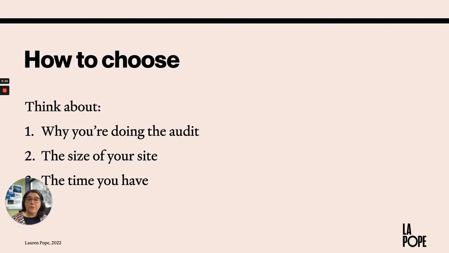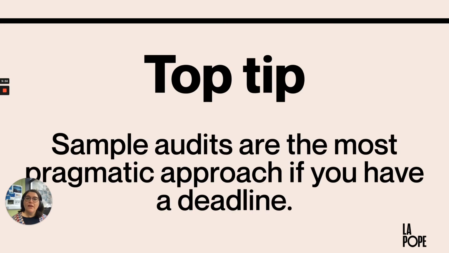If you're auditing because you want to support a campaign, then a focused audit is ideal. You just look at the relevant content. If you're short on time, have a big site and don't have a deadline, then I'd recommend doing a rolling audit. It's a really pragmatic way to start getting the benefits of auditing. Sample audits are probably the most pragmatic approach for scenarios with a deadline. A full audit might be realistic for that kind of 200-page site scenario that I mentioned earlier on, but it's definitely not realistic if you've got a 200,000-page site.